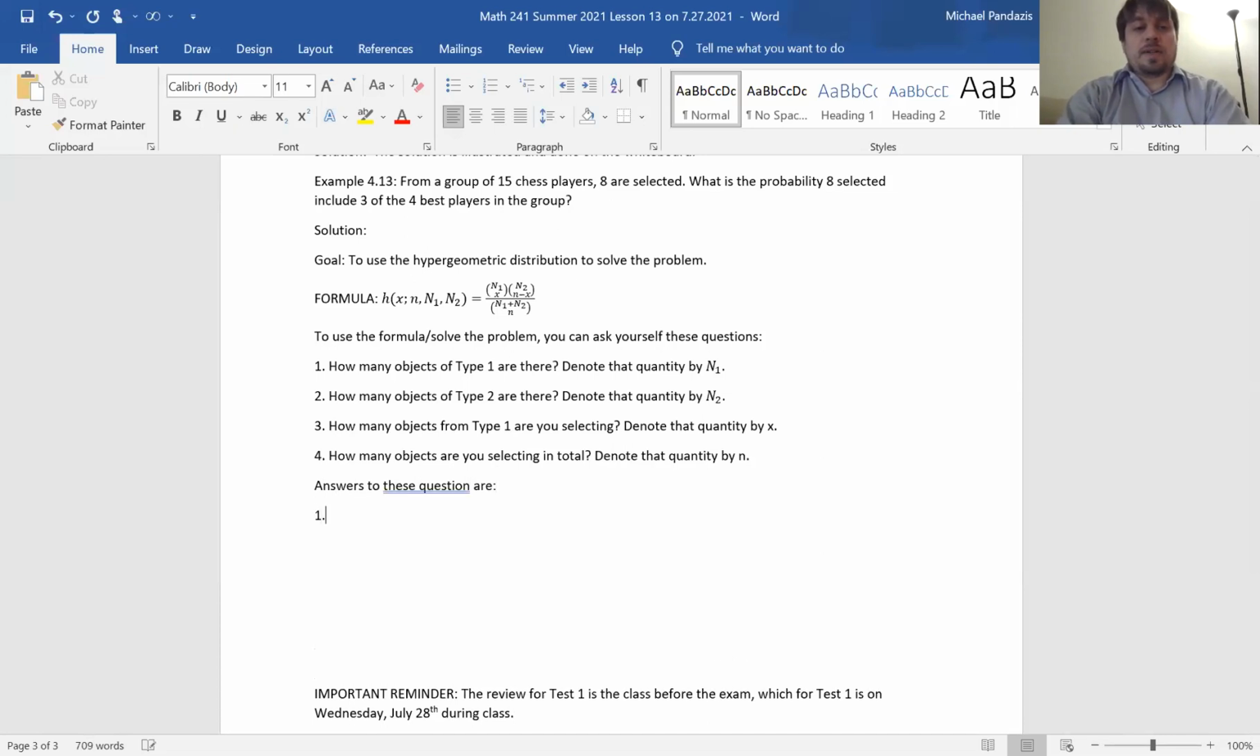So the answers to those questions are, so for the first one, how many objects of type 1 are there?